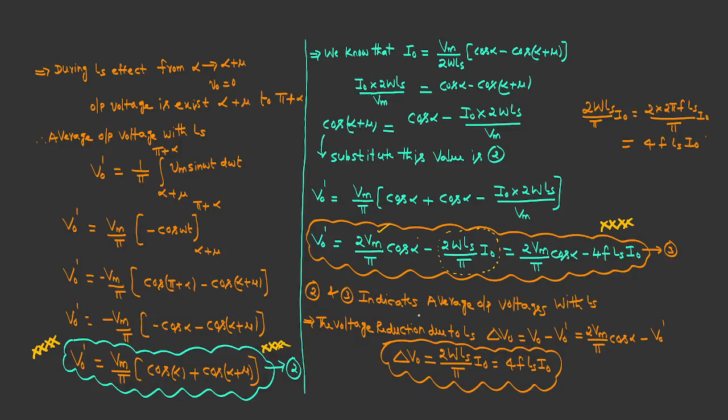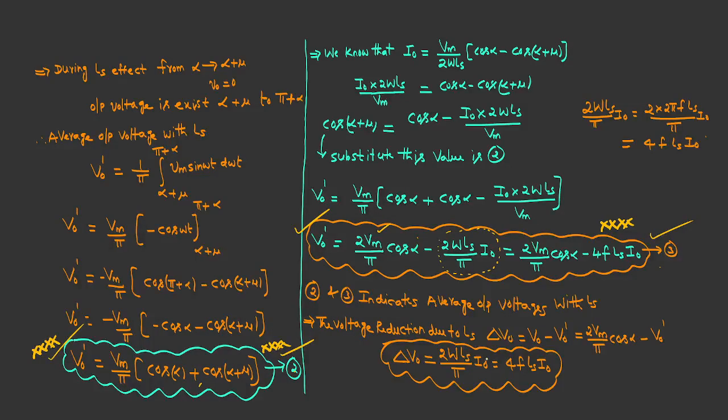Therefore, from 2 and 3, both indicate the average output voltage with Ls. This I have written with respect to mu, and this I have written in terms of Ls. Very important. Both are average output voltages. By giving the mu, if it is asked what is the average output voltage, use this formula. By giving only source inductance, if it is asked what is the average output voltage, use this formula. These formulas are important. First formula important, second formula important, third formula is also important, students.